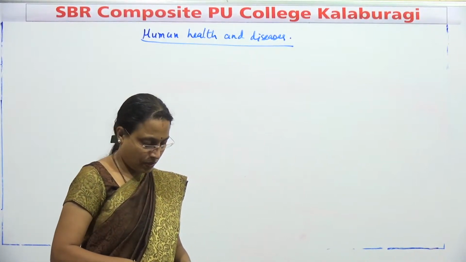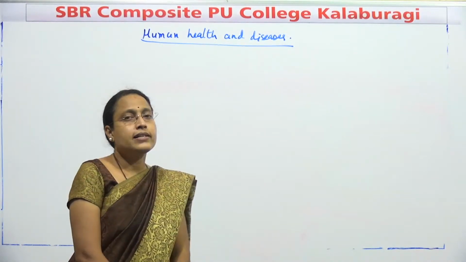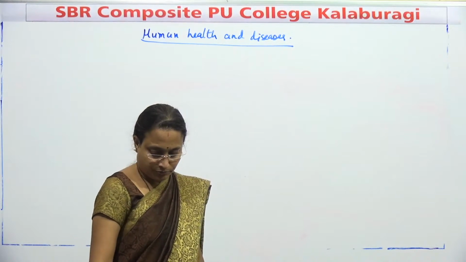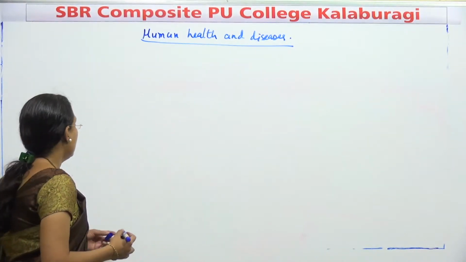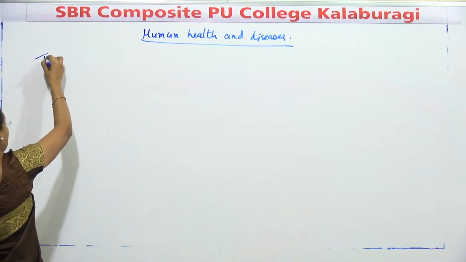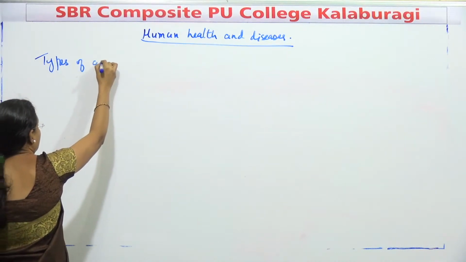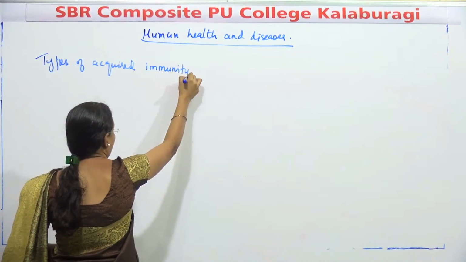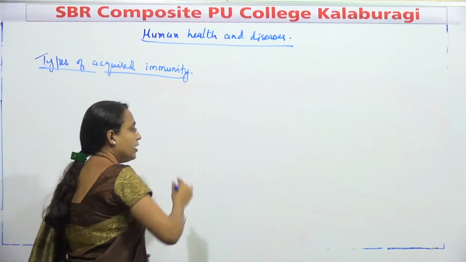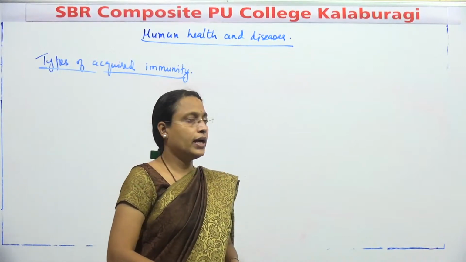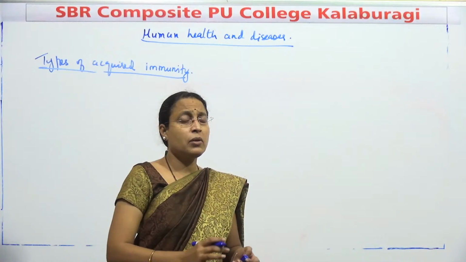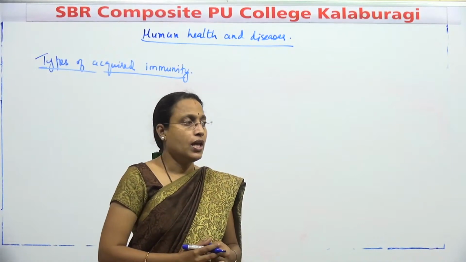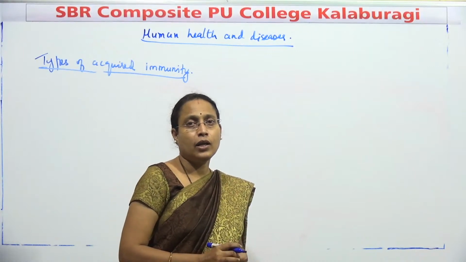Now next is yesterday's topic as a continuation, that is types of acquired immunity. Already I told there are two types, innate and acquired immunity. There are two types of acquired immunity. One will be humoral immunity. These are the main branches of immunity in our body. So one is humoral mediated immunity, and the second one is cell mediated immunity.